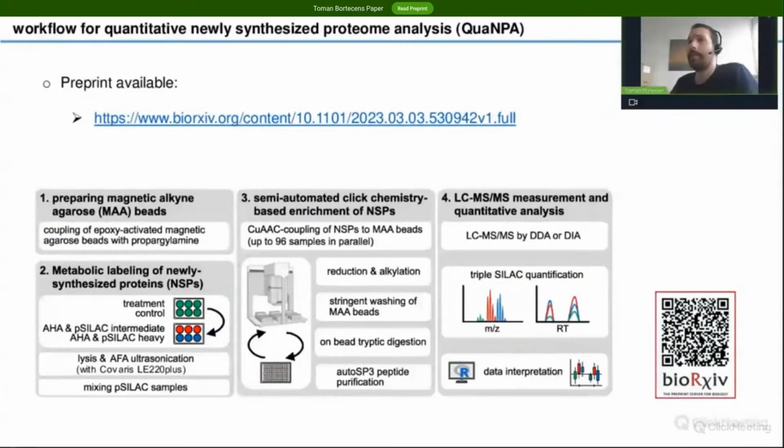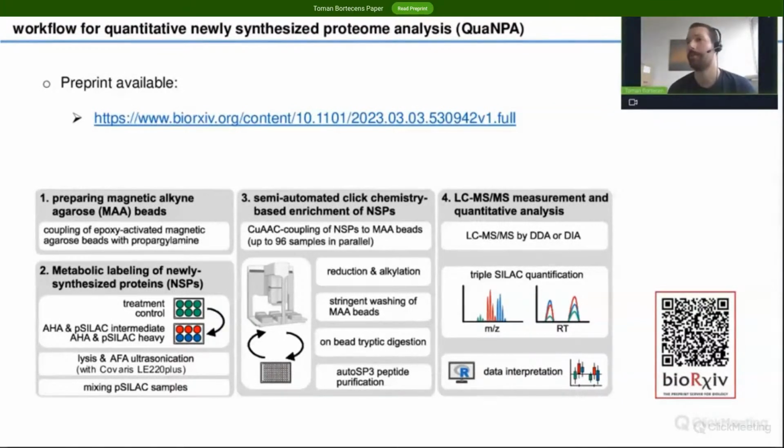And taking together all these optimizations, being the preparation of the magnetic alkyne agarose beads, the metabolic labeling, plus some other processing steps, including the semi-automated click chemistry-based enrichment of the newly synthesized proteins, and the improved LC-MS measurement through plexDIA. This comes together into this workflow for the quantitative newly synthesized protein analysis, which we also have given this acronym name QuantNPA for.